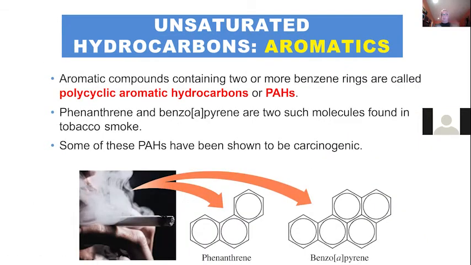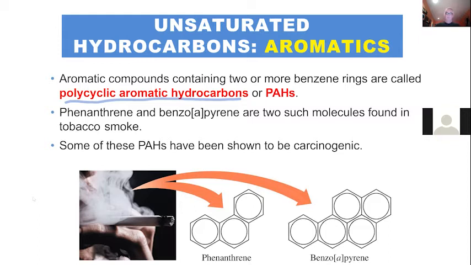One thing that these aromatic rings can do is sort of fuse together and form these much larger rings called polycyclic aromatic hydrocarbons, or PAHs, because more than one cyclic. These are really, really dangerous. Some of them, not all of them, but some of them have been shown to be carcinogenic.